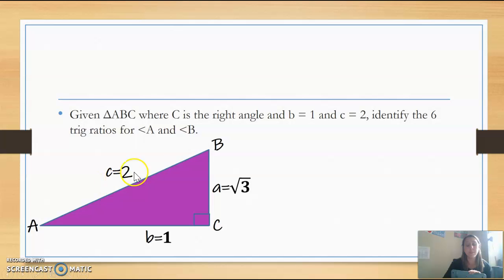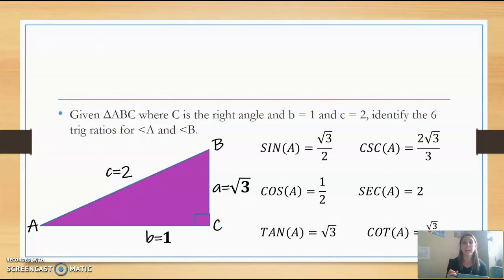And that C, being the hypotenuse, is always going to be opposite of the right angle. So that's what's important. To check your answers, this is what you should have gotten for the sine, cosine, and tangent of all of those.